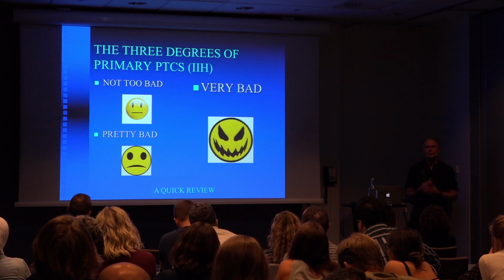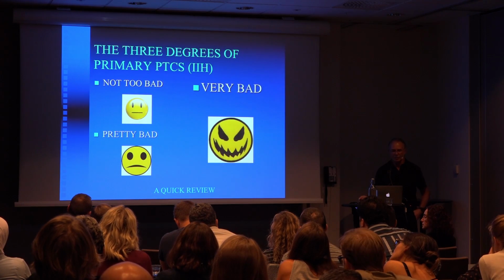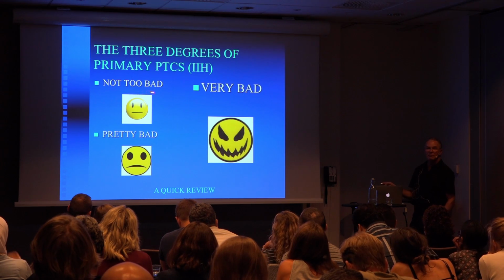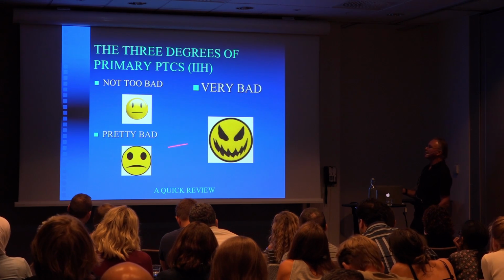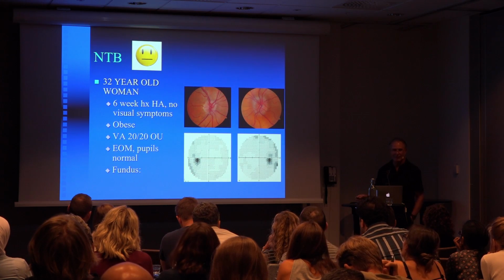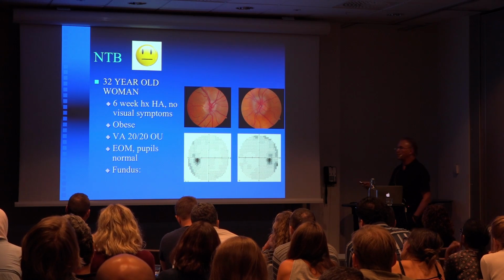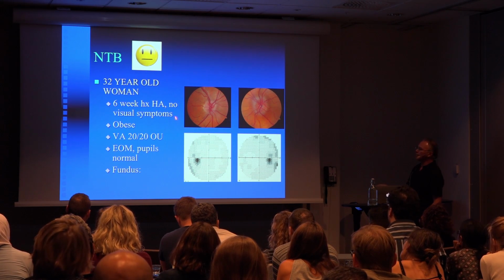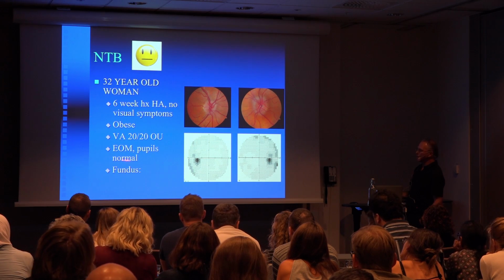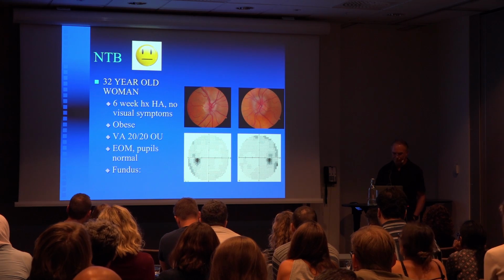All right, so IIH, the 3 degrees of primary pseudotumor cerebri syndrome, or IIH. The not too bad, the pretty bad, and the really bad. So let's go through what those look like. This is the not too bad case. 32-year-old woman, this is what I showed you earlier. Mild papilledema, some symptoms but not severe, the classic obese patient. Everything else is normal, and the fields show an enlarged blind spot, but that's it.